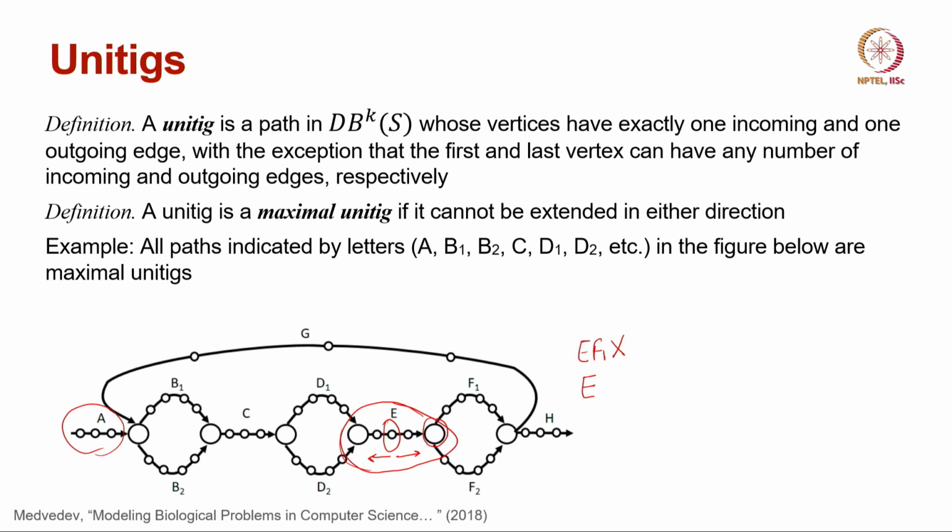So, I hope this example is clear, that is, we are looking for some kind of safe strings that we can pull out of this graph, and for that we are defining something known as maximal unitigs, which are these chain-like structures that we see in the graph. So, in this particular example A, B1, B2, C, D1, all these paths shown by these characters are all maximal unitigs.